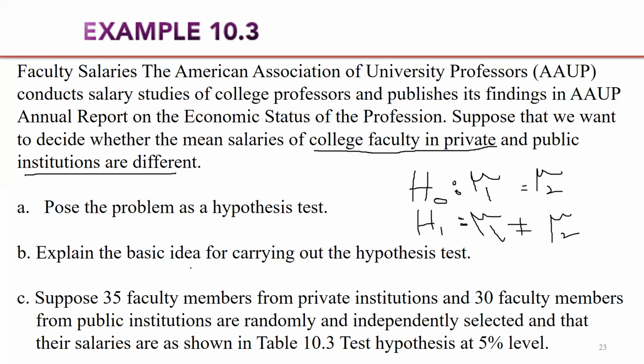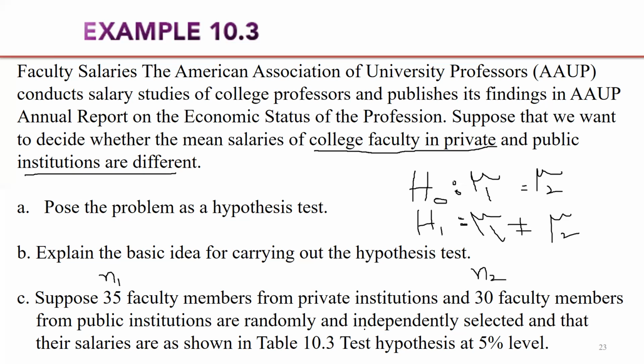You have to explain the basic idea of carrying out the hypothesis test. The hypothesis test is an independent sample test: either Z test or pooled or non-pooled T test. We have to check which one of these three by looking at the sample. Suppose 35 faculty members from the private institution and 30 from the public, that's the different sample size. This is N1, sample size 1. This is sample size 2.